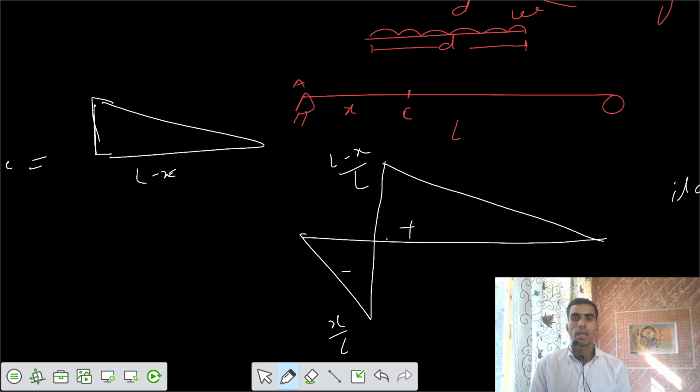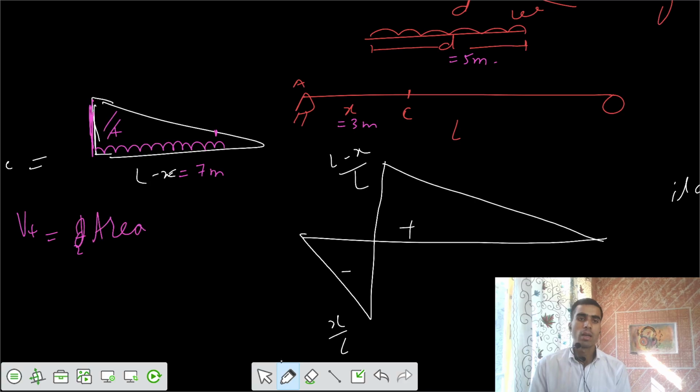For a general case, let's say the value of X was 3 meter, L minus X was 7 meter, and your D was 5 meter. Then for the positive diagram, I would keep all that 5 meter on the positive side, such that I can have the positive shear force diagram. Then accordingly, I would have some ordinate here. The value of V positive maximum would be the area under the UDL, that is area into intensity W. So this is your positive one.